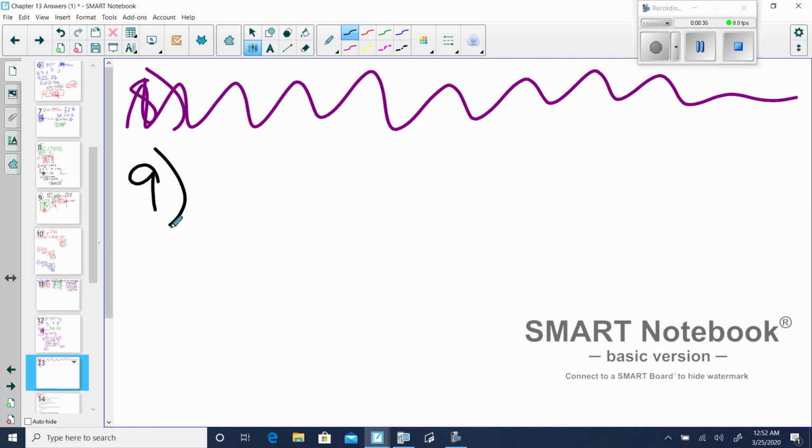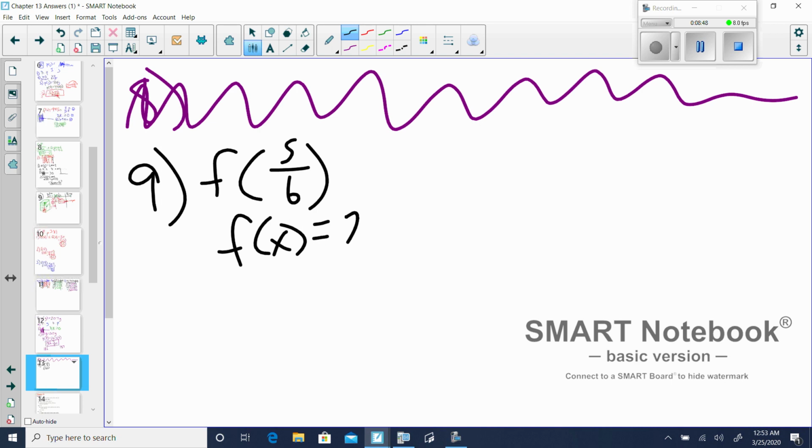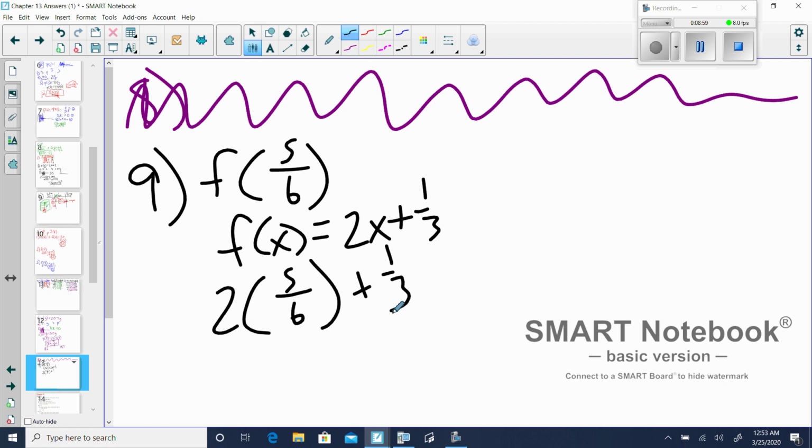What is becoming important are things like 9 and 10, because they're saying, okay, you guys feel pretty comfortable with integers. Now we're going to shake things up and give you a fraction. All right? So what happens if f of x is 2x plus 1/3, but I want f of 5/6? So that's 2 times 5 over 6 plus 1/3. Well, guys, that's 2 over 1, right? So think about this now.